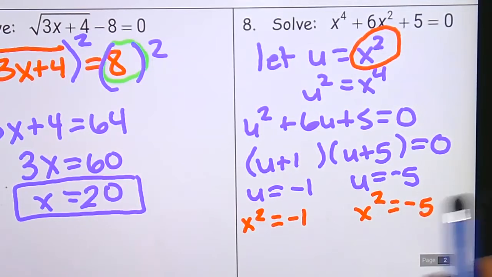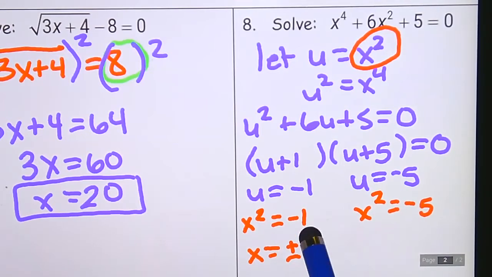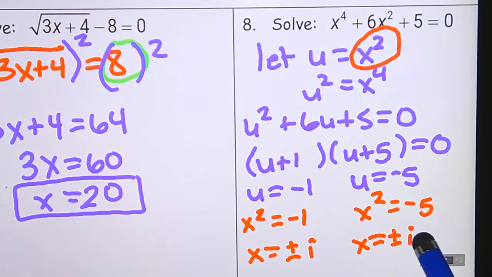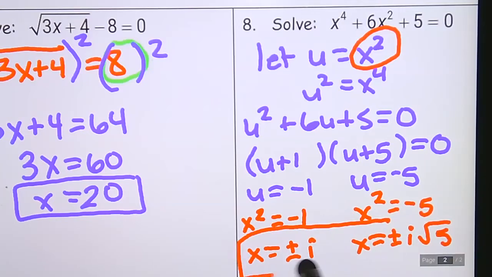Now, back in the day when we had to solve something like this, we did not know how to take the square root of a negative. We do know how to take the square root of a negative. It is going to be an i. So this is going to be x is equal to plus or minus i. This one here, x is going to equal plus or minus i times the square root of 5, because the square root of 5 is not nice. And so those are going to be my solutions.